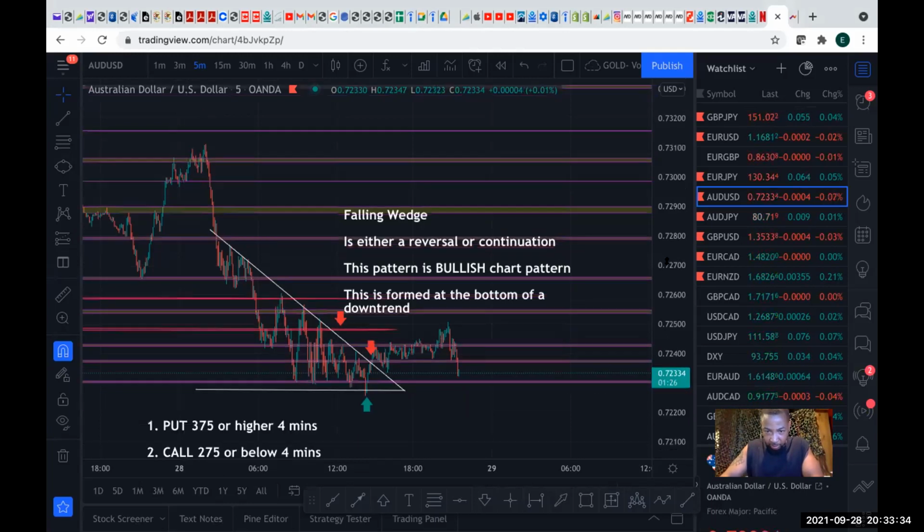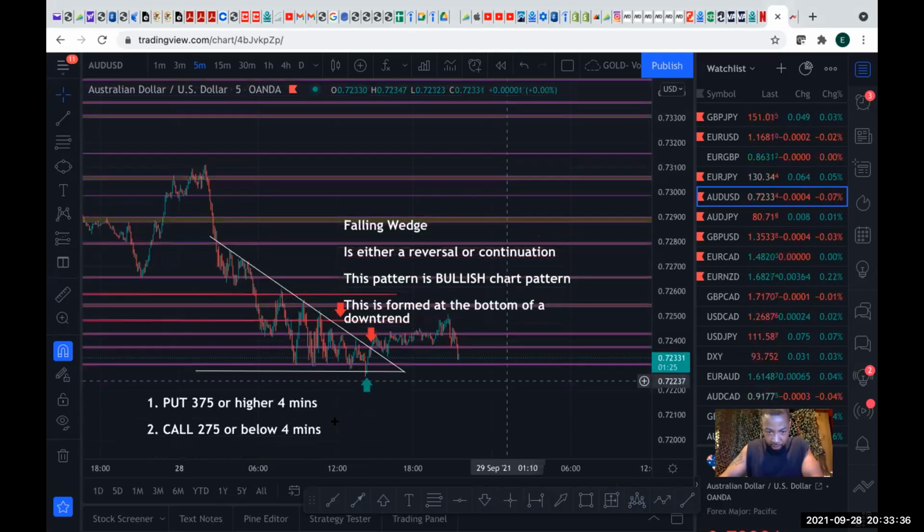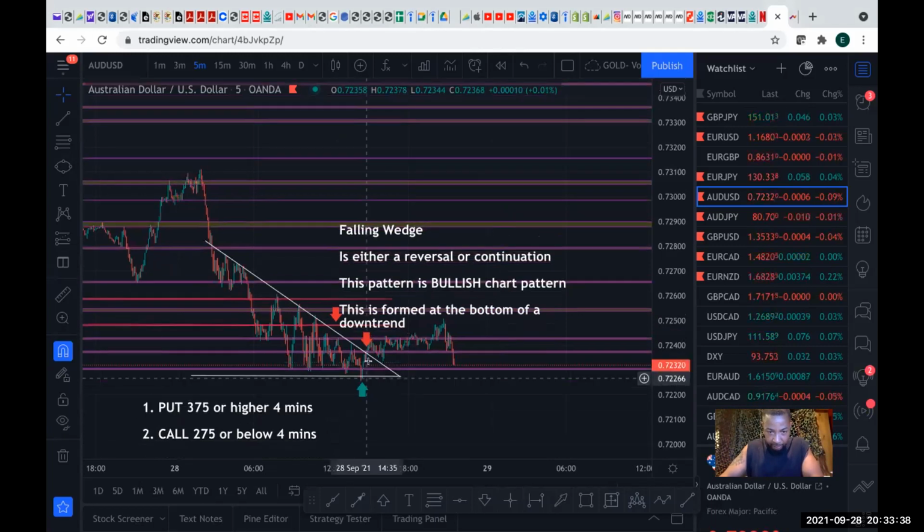Let me make this a little bit smaller. There we go. So I took a call on this at 275 right here, and I caught the uptrend. And then when it came up here, I took a sell at 375 and caught the downtrending sell at this line here. So the falling wedge definitely works.